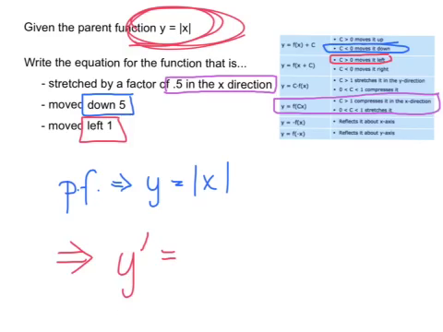So 0.5 in the x direction goes within our parentheses. So we're going to have the absolute value of 0.5x. Left 1 also goes within those parentheses. And since we move it left, it's actually going to be a positive number. And down 5 is outside with that negative. And right there is our new function.